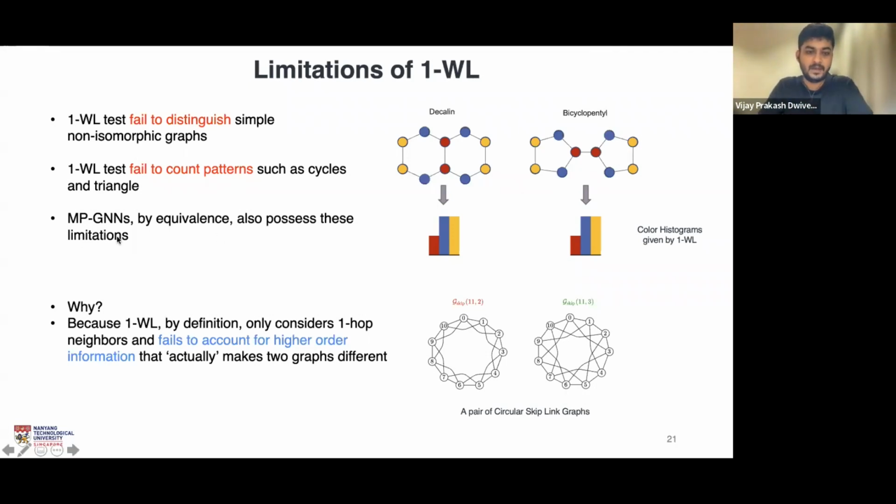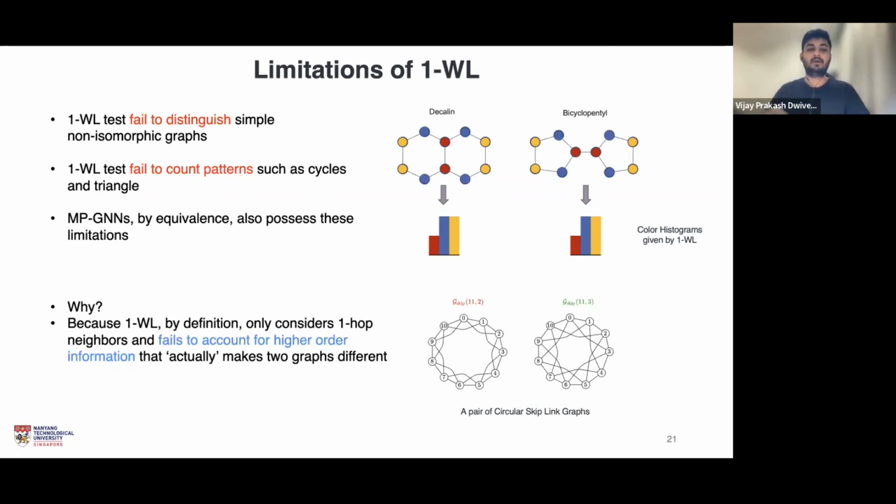And because 1WL fails to distinguish these two graphs, message passing GNNs also inherit these limitations. And because of the equivalence, it also cannot distinguish these two graphs. Whatever the number of layers, like I said earlier, whatever the number of layers you use to train, it will always give the same feature output for decalene and bicyclopentyl because of this construction.